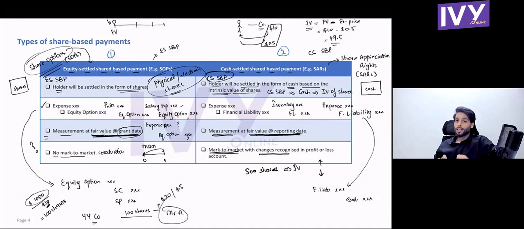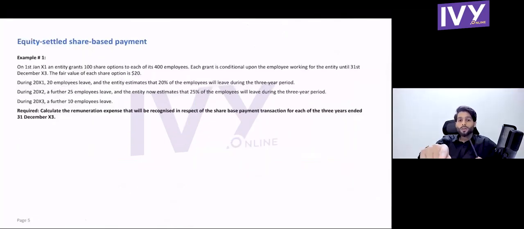I hope you really understand this, because on the basis of this we are going to move further. Now, in the next session, we are going to study numerical examples, numerical questions of equity settled share based payments. I hope you liked it.